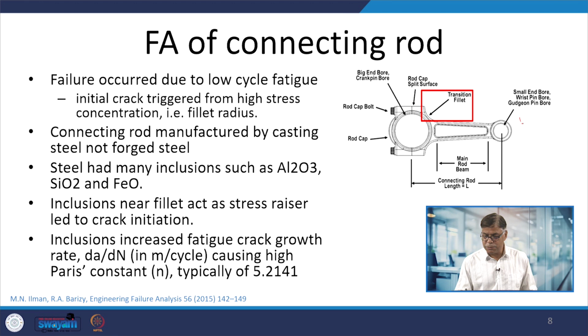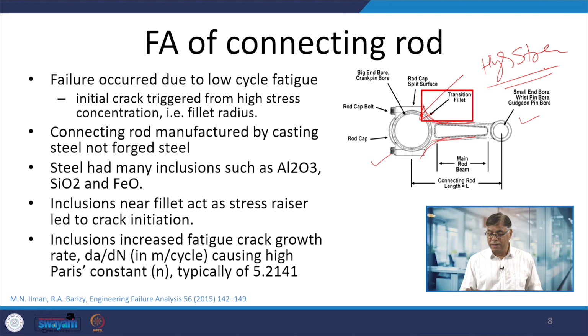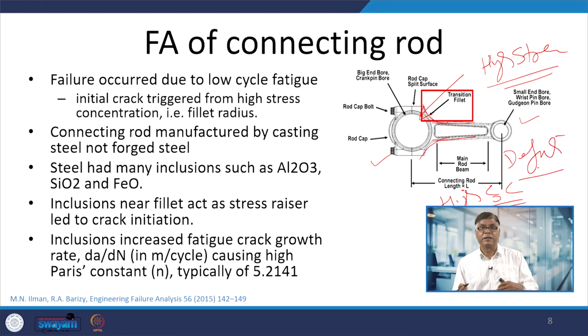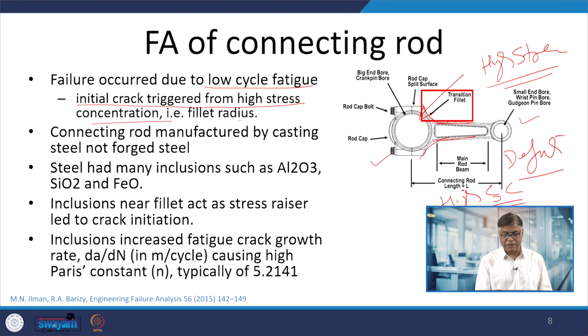What it shows is the small end and the big end, and here you can see the change in cross section. This change in cross section is managed very effectively through a proper fillet. Because of the change in cross section, this area corresponds to a high stress area. In this high stress area, if there is high stress concentration for any reason, like the fillet radius not being proper, or defects in this zone, then this will promote and trigger cracks easily. When the failure analysis was carried out, it was found that the failure occurred due to low cycle fatigue conditions based on the fracture surface morphology, and the initial crack was triggered from the high stress concentration area, that was the fillet.